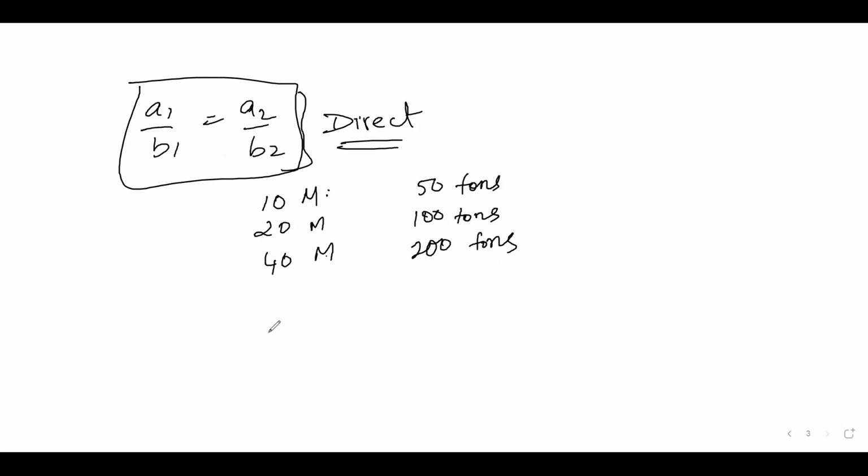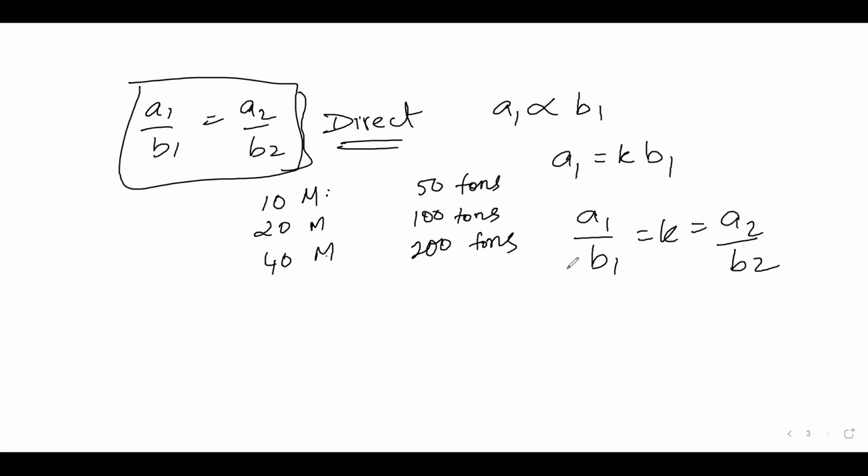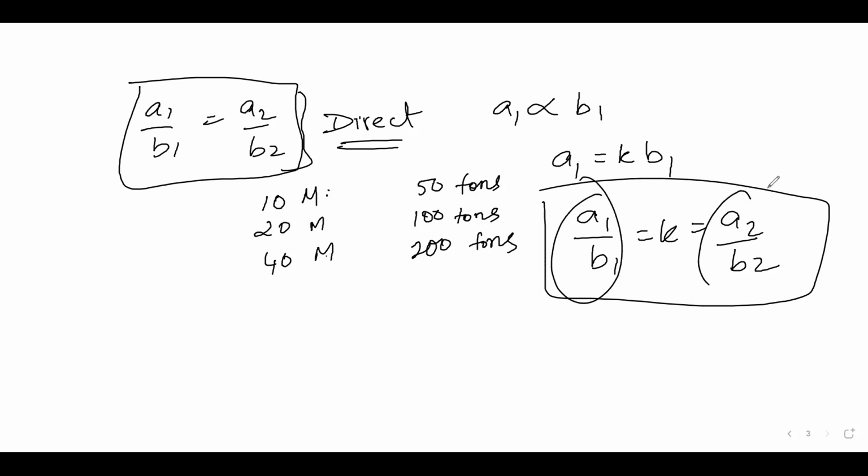So when something is directly proportional, for example, A1 is directly proportional to B1, then we have a constant, and that constant's expression is a1 upon b1, and that one we are using to solve this, because these ratios will remain constant. That is your k, and hence we use this expression.